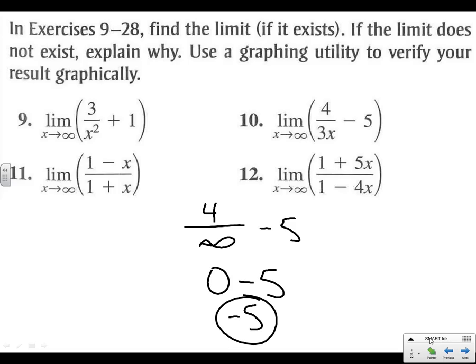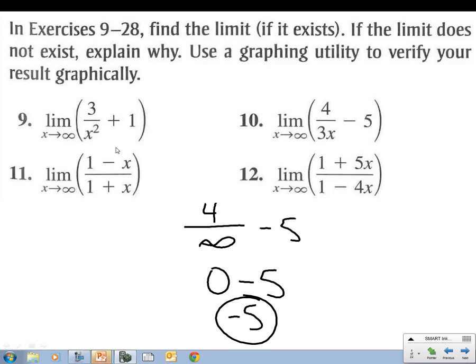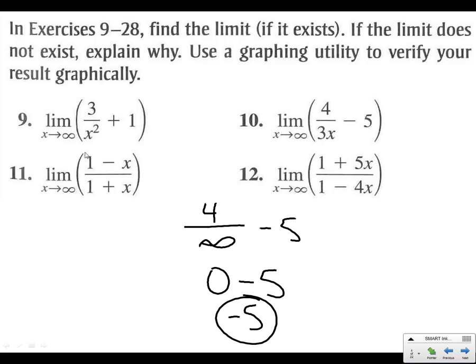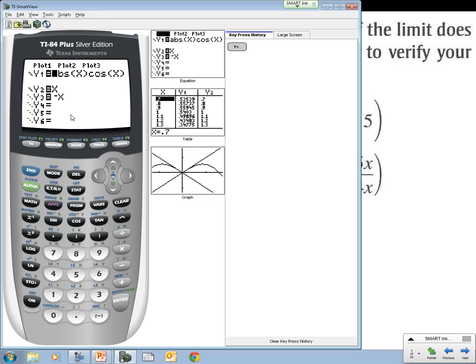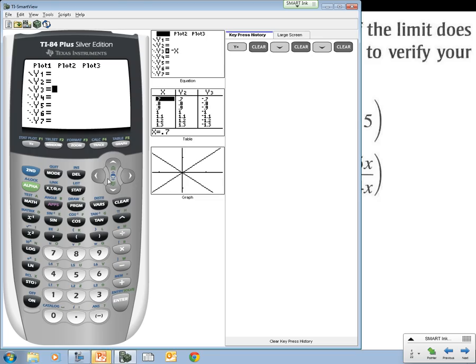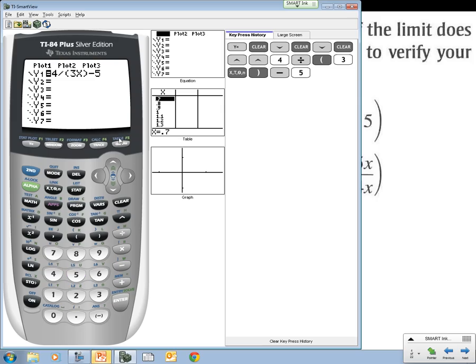Use a graphing utility to verify this. Let's jump over to the graphing calculator. In our y1, we've got 4 over 3x. Four divided by, I'm going to put the 3x in parentheses to make sure that we're dividing by the whole thing. And then we're going to minus 5. Go ahead and graph this. Let's see what this looks like. And it's dropping down like that.